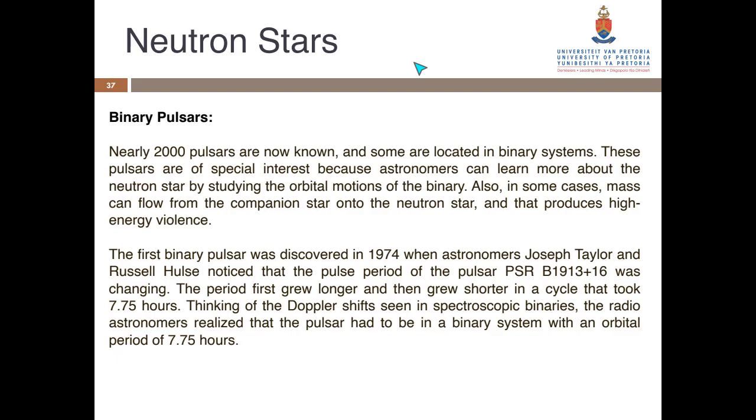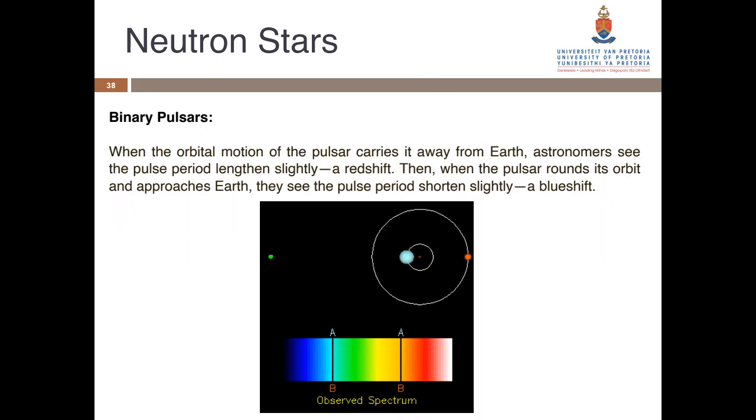The first binary pulsar was discovered in 1974 when astronomers Joseph Taylor and Russell Hulse noticed that the pulse period of the pulsar PSR was changing. The period first grew longer and then grew shorter in a cycle that took 7.75 hours. Thinking of the Doppler shift seen in spectroscopic binaries, the radio astronomers realized that the pulsar had to be in a binary system with an orbital period of 7.75 hours.